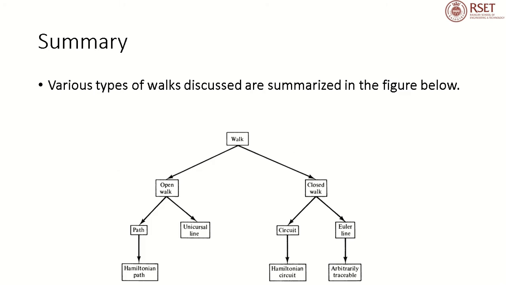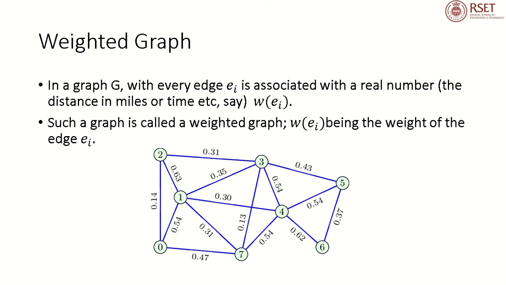In summary, we defined walk, open walk, closed walk, path, in which we have the Euler line and Hamiltonian path. In closed walk, we defined two things, that is circuit and Euler line. Then in circuit, we defined Hamiltonian circuit, and in Euler line, arbitrarily traceable. Now we can define weighted graph.